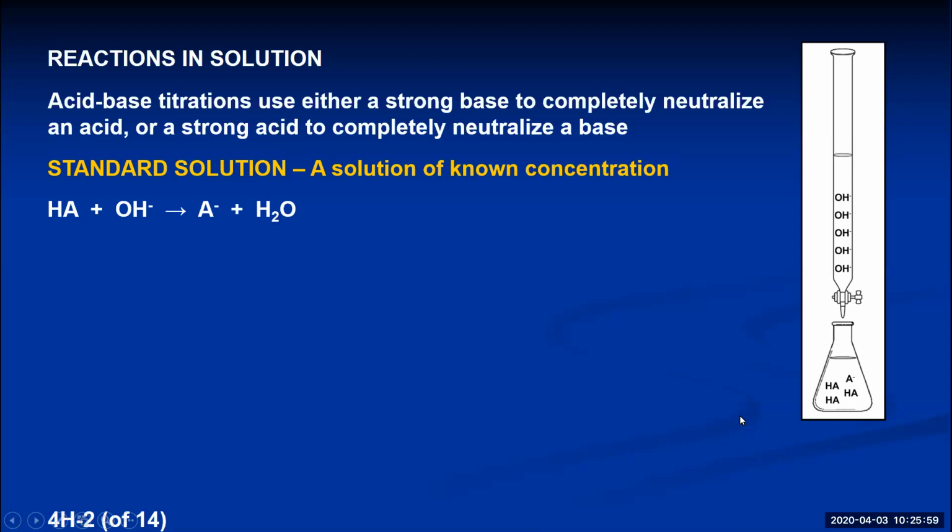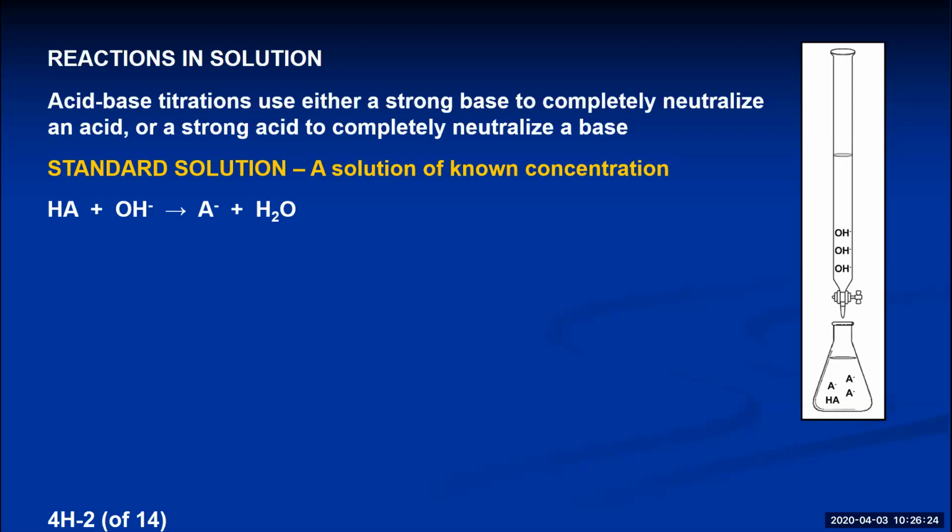What we want to do is continue to add the hydroxide solution to the flask until every single acid molecule gets neutralized. So we'll drip another one in, and a second hydroxide will neutralize a second acid molecule. Now we have two A-. I have two more to go. I'll drip another hydroxide in there that will neutralize the third HA molecule. Now we have three A-, only one HA left.